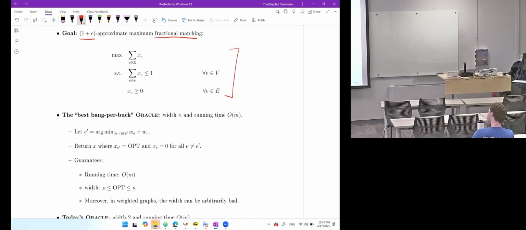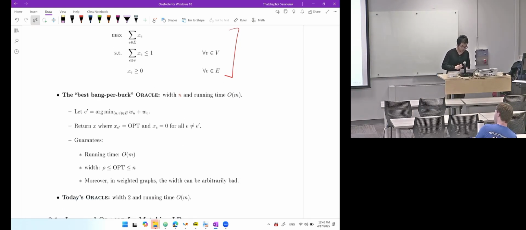the width is n, the running time is linear, and the algorithm just finds the edge with minimum weight. So the running time is m and the width is n. The width is too big; we want a better width. What we're going to do today is find an oracle with a much smaller width, and the running time is m log m. So the running time is a bit worse, but the width is much better.